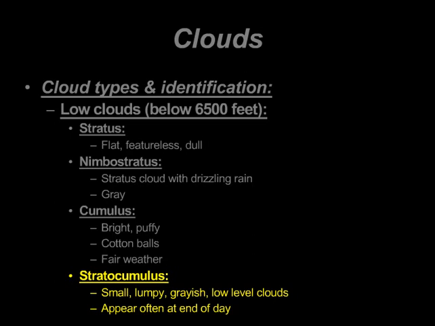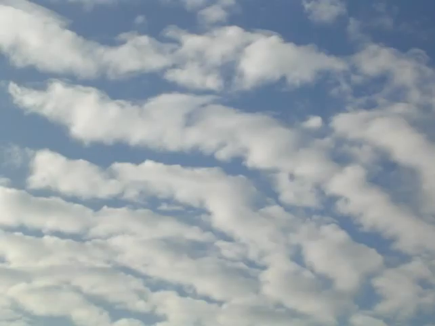Next up are these stratocumulus clouds, and these are small, lumpy, grayish, low-level clouds. And they essentially start to line up over the course of an afternoon. So they often appear at the end of the day, particularly in the fall. Here in Indiana in the fall, we often have stratocumulus clouds that develop in the afternoon. And here you can see these stratocumulus clouds. They're cumulus in the sense that they're kind of puffy, but you can see how they start to line up. They're kind of parallel to each other.